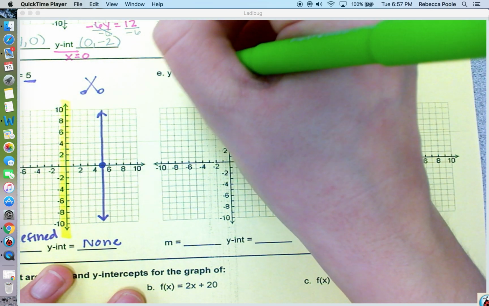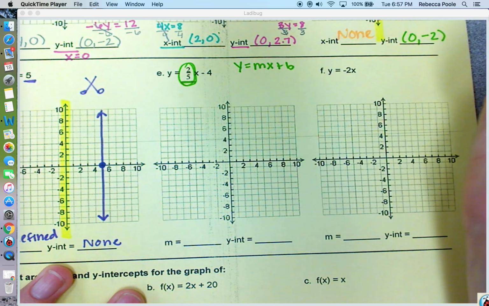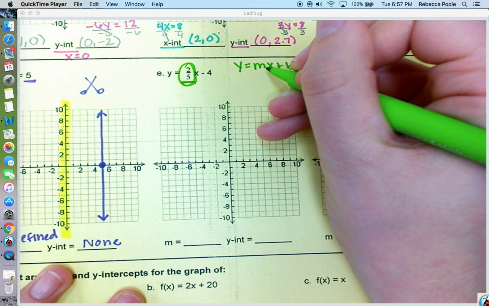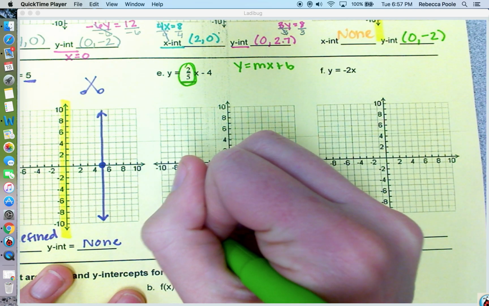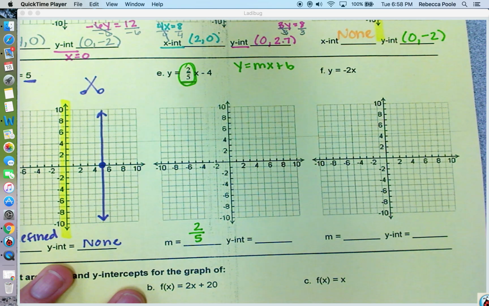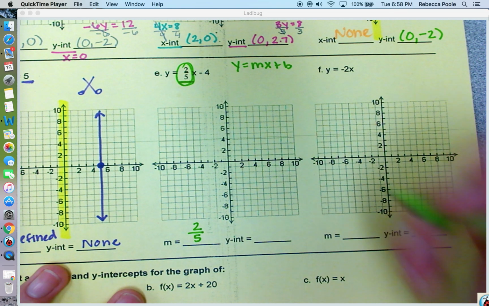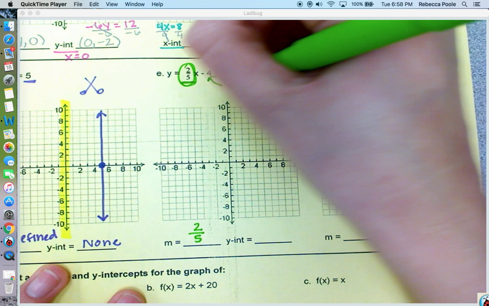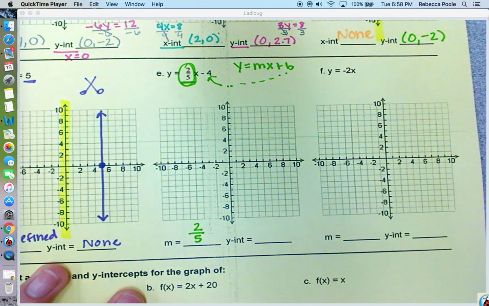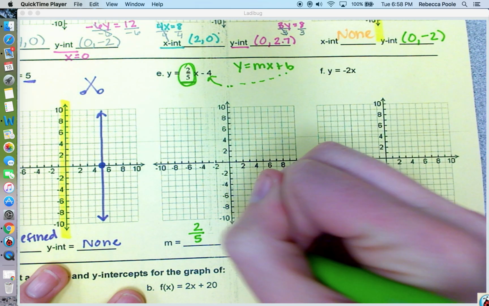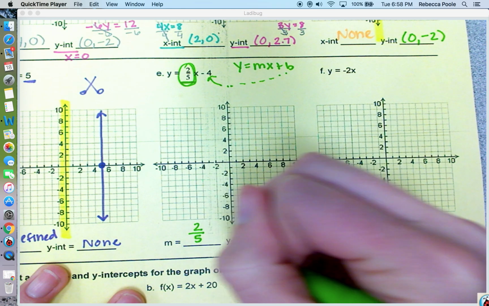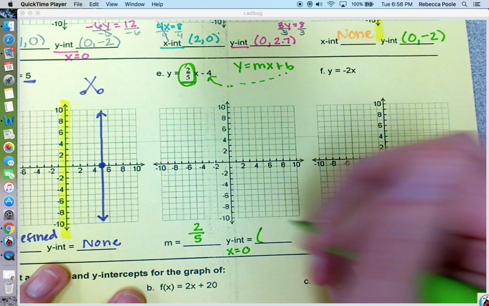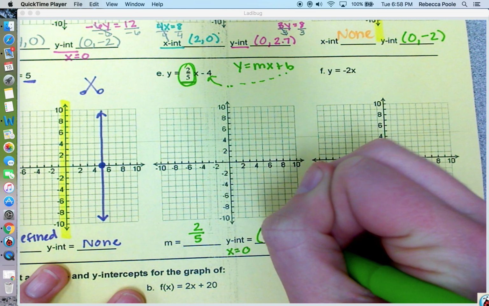So does everybody see that 2/5? Whatever's touching my x is going to be my slope, right? So my m, or my slope, is 2/5. And then my base is just -4. Now, it's a y-intercept, which means x should be 0. So this is going to be (0, -4).